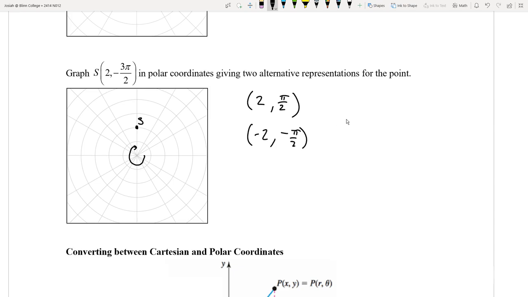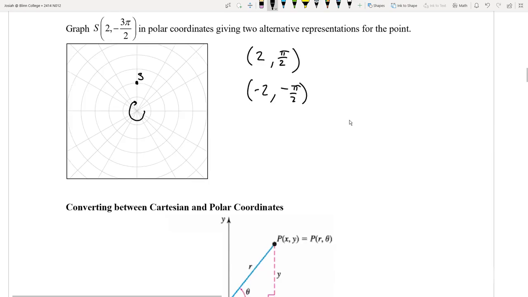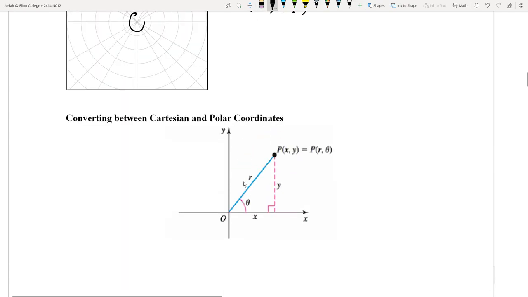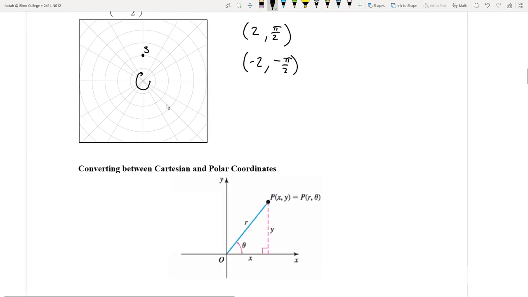So that's a general sort of way that we can find what points look like in polar coordinates. But as I said, this is a version of parametric coordinates. So how do we tie this back in with x and y? Well, there's going to be a conversion based on what we know from the unit circle, in fact.